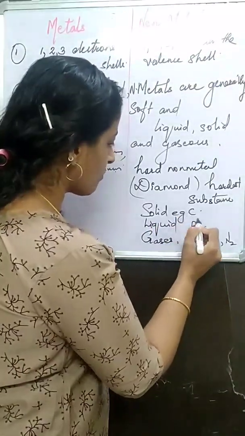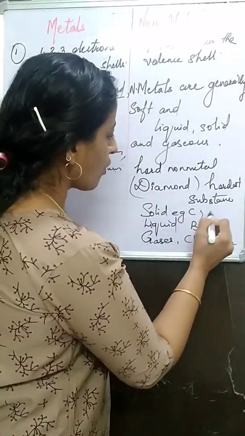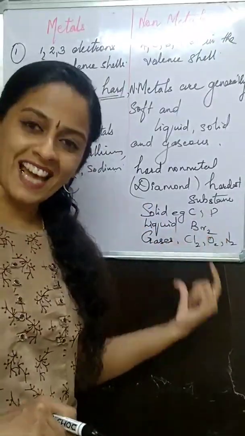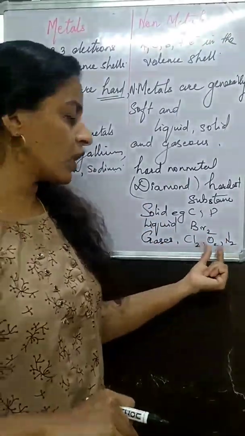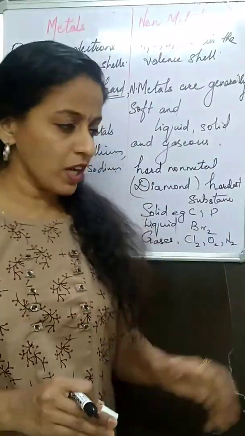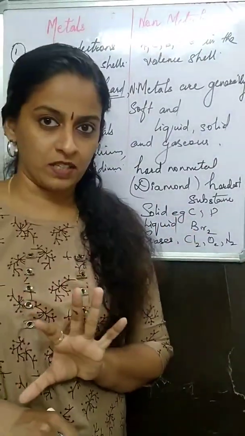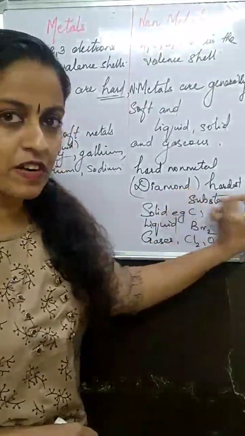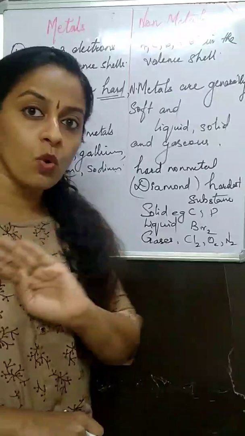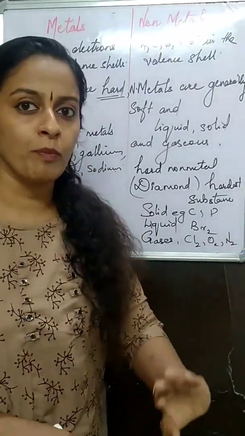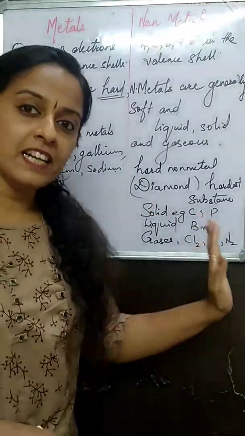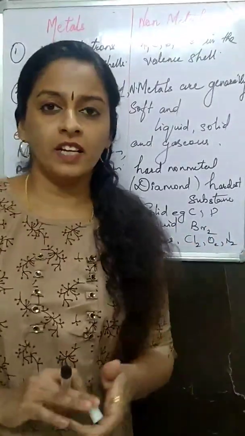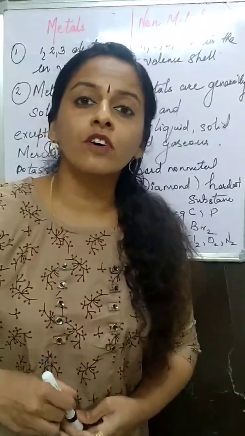Carbon, phosphorus and others are non-metals in solid form. The non-metals in gaseous form are chlorine, oxygen, nitrogen and others. Okay, so keep these examples in mind. Solid form: carbon, phosphorus, etc. Liquid form: only bromine. Gaseous form: chlorine, oxygen, nitrogen. Okay. Now let us go to the next point.